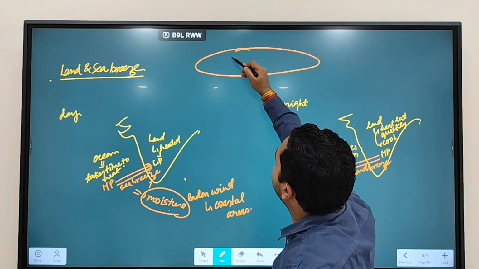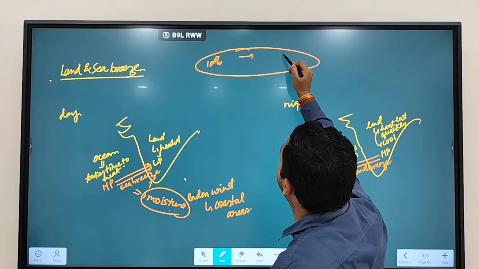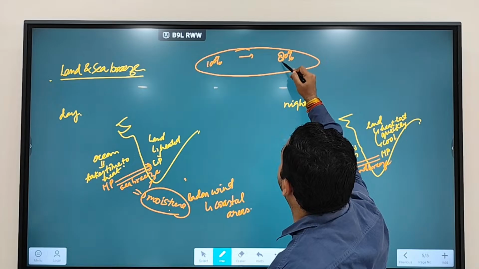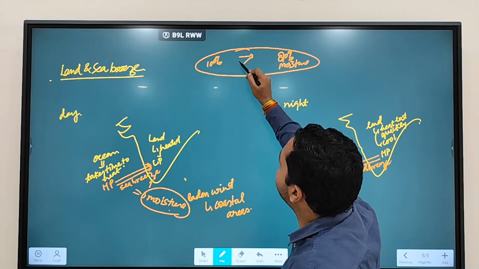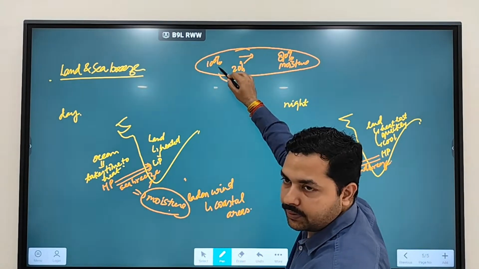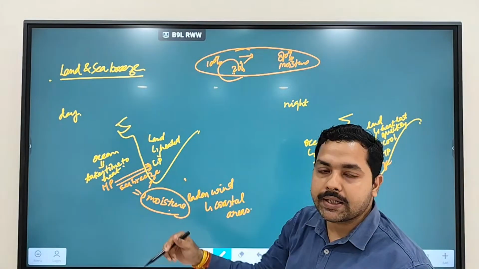This is a wind. Let's say 100% capacity is there. Out of this, the wind already has 80% moisture. How much moisture does this wind already contain? 80%. So how much maximum can it hold further? 20%.